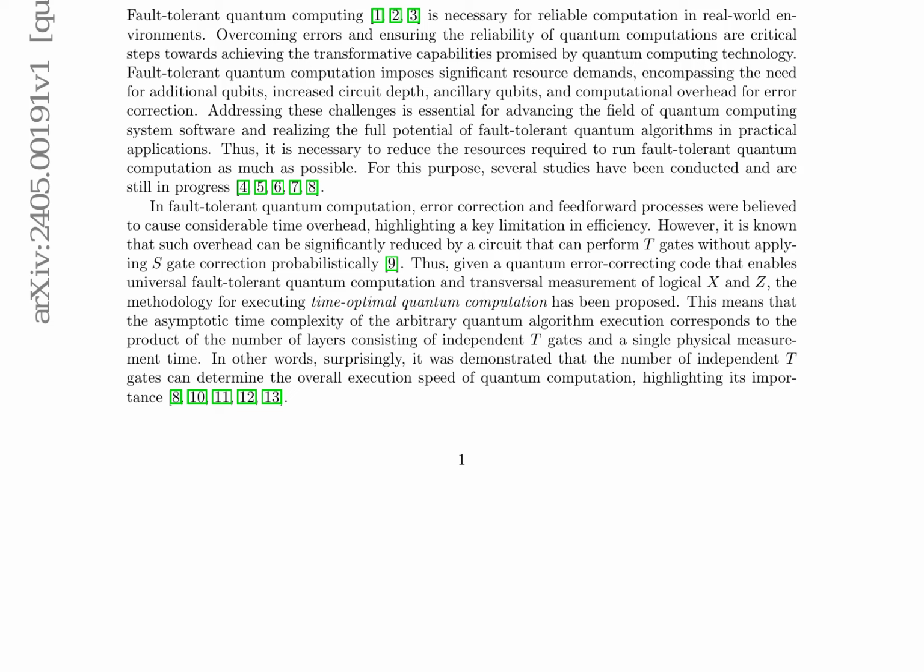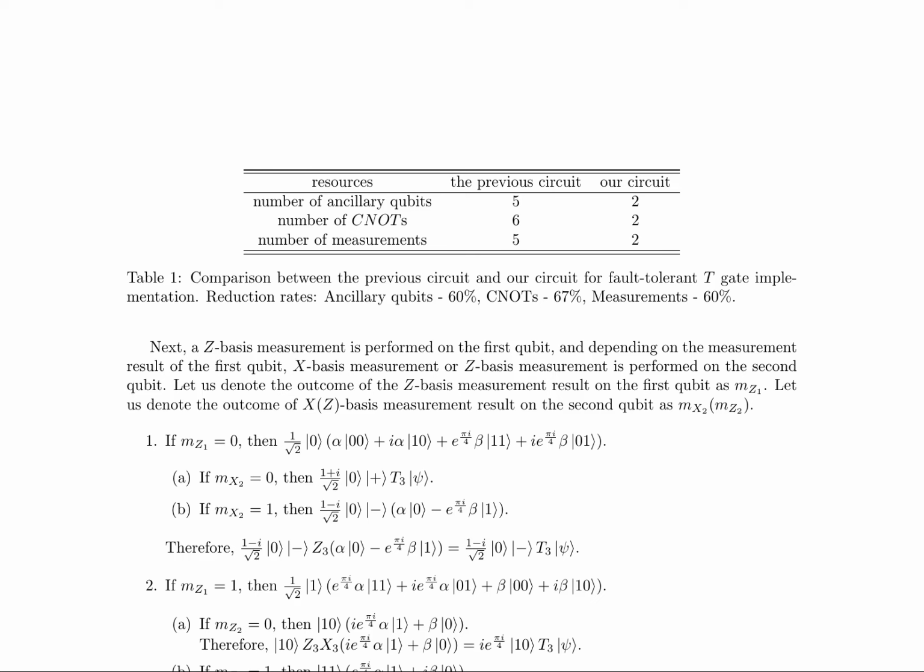This leads to Theorem 1, which states that a quantum circuit to perform a T-gate without probabilistically applying the S-gate can be designed using a maximum of two ancillary qubits, two CNOTs, and two X or Z basis measurements. A comparison with the previous circuit, Table 1, reveals significant reductions in resources, including a 60% reduction in ancillary qubits, a 67% reduction in CNOTs, and a 60% reduction in measurements.